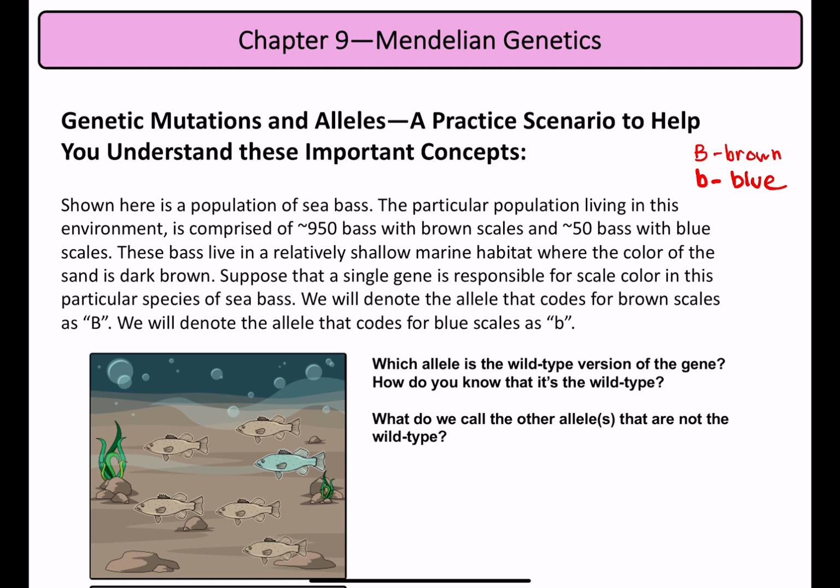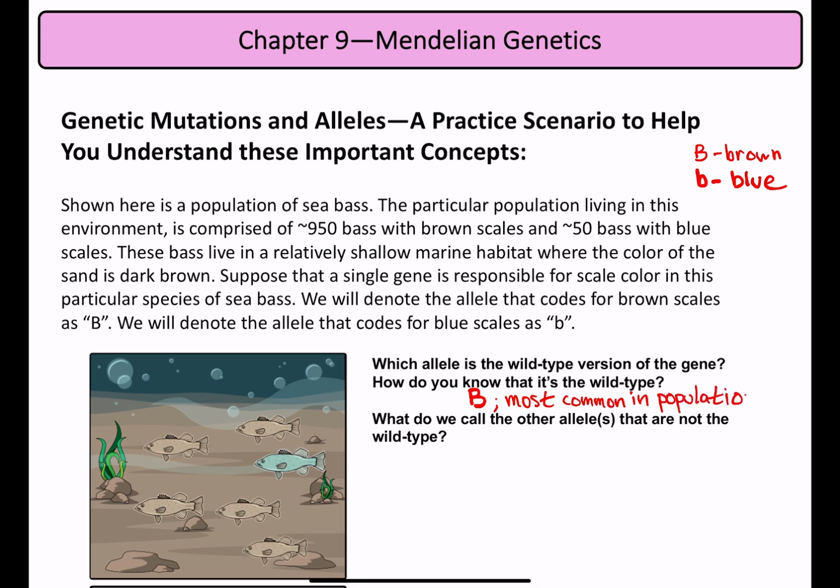And then more importantly, I'll ask you a few questions. Which allele is the wild type version of the gene? How do you know that it's the wild type? Well, which version is most common? That would be the allele that codes for brown scales, right? Most of the fish, 950 out of 1,000, are brown. So we're going to say uppercase B. How do we know this? It's the most common in the population.